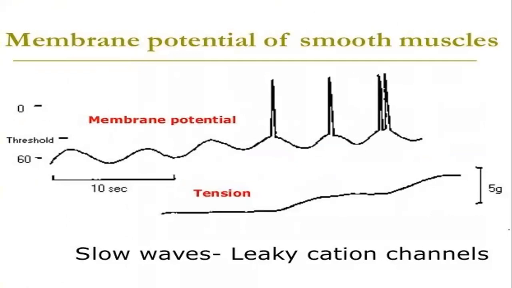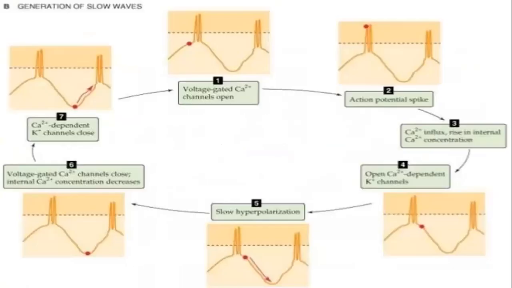So, membrane potential of smooth muscle. You can see in this picture, slow waves, there are leaky cation channels. In this picture, you can see there is opening of voltage-gated calcium channel in step 1. This causes the spike of the action potential. Now you can see there is influx of calcium.